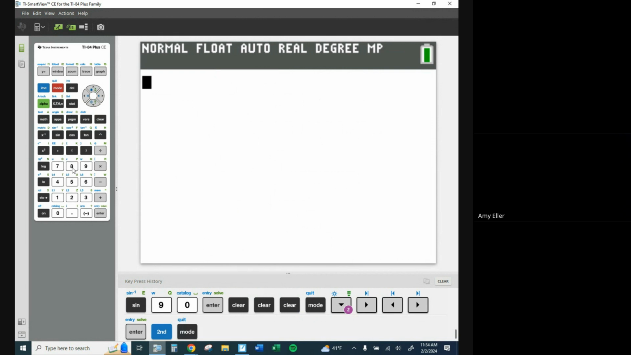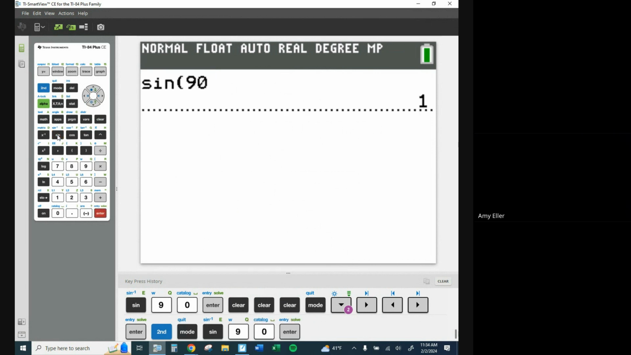I'm going to have you guys type in something to see if you're in the right mode. So go ahead and type in, there's a button that says SIN, which is short for sine. I know to you it looks like sin, but it's short for the word sine. Find the word SIN and type 90, enter. If you're in the correct mode, you should get 1.